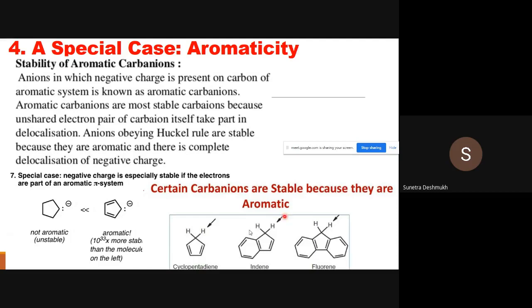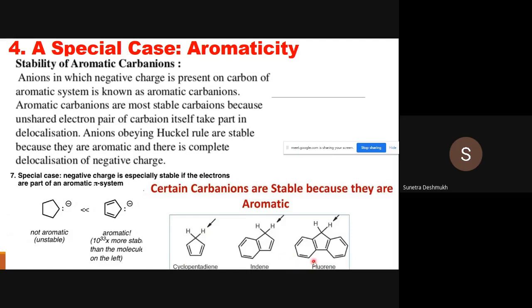What types of compounds can generate carbanions? I have given some of those compounds here. Cyclopentadiene, we have seen that example; we generated the cyclopentadienyl carbanion. Next example is indene. From indene also we can generate a carbanion, and that carbanion is even more stable than the cyclopentadienyl one.